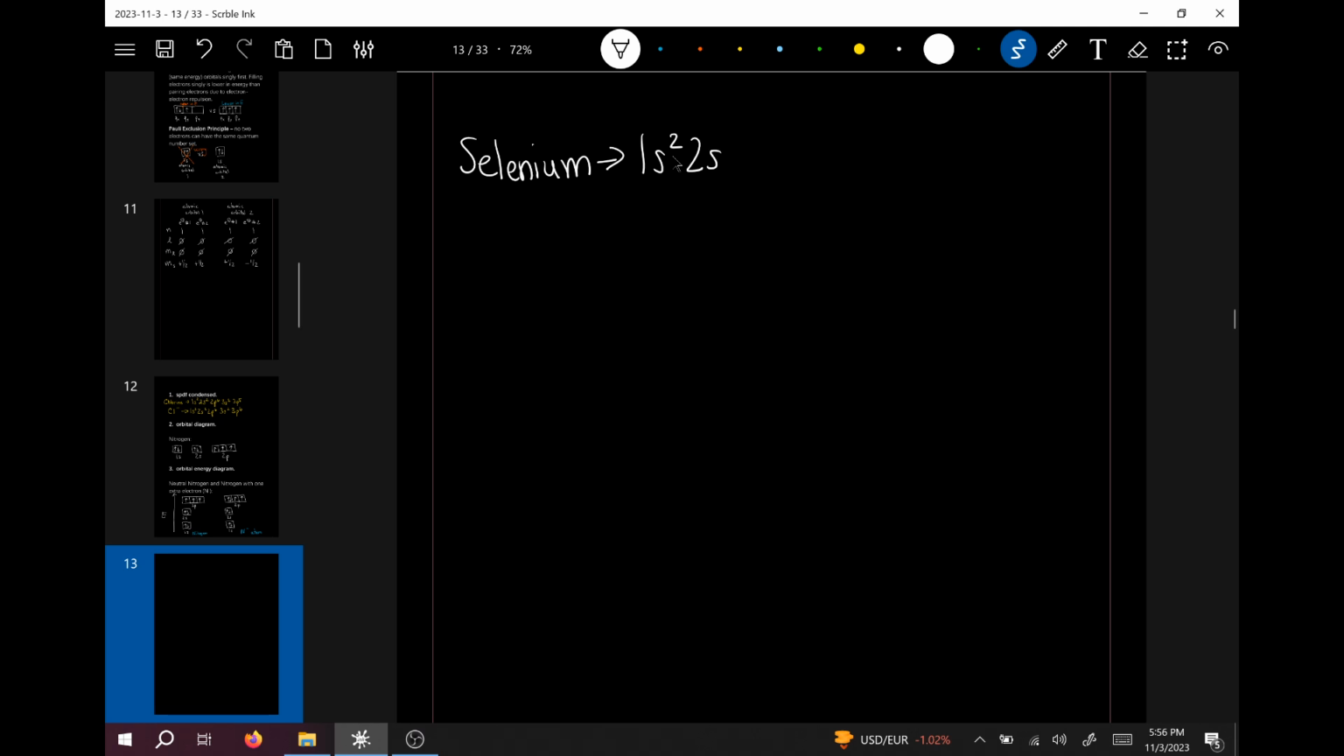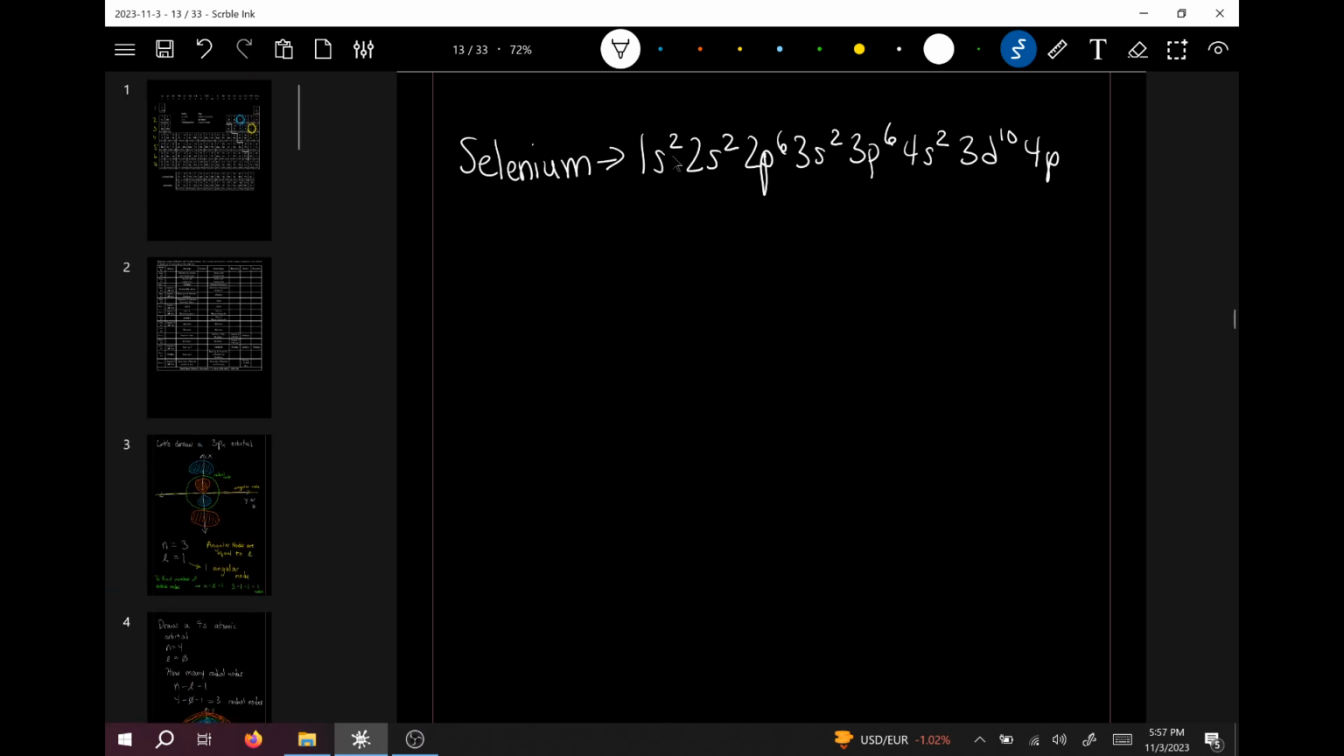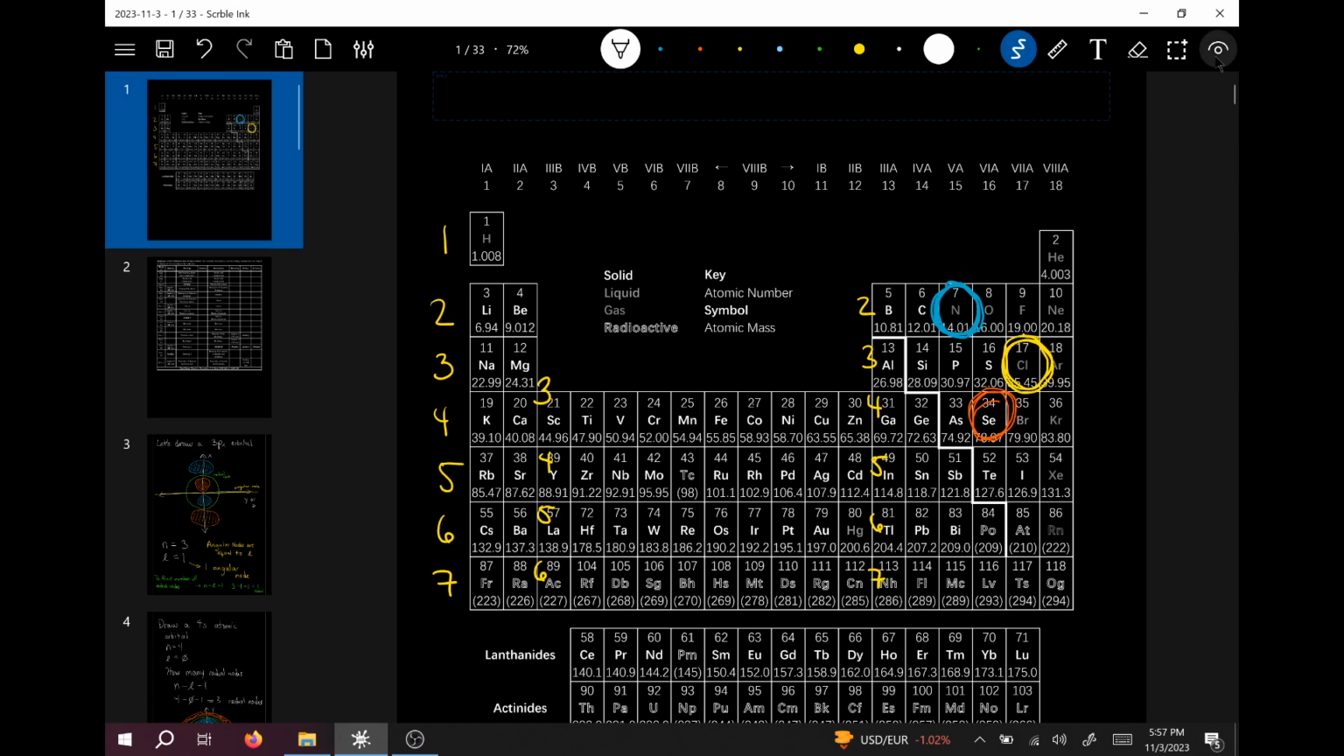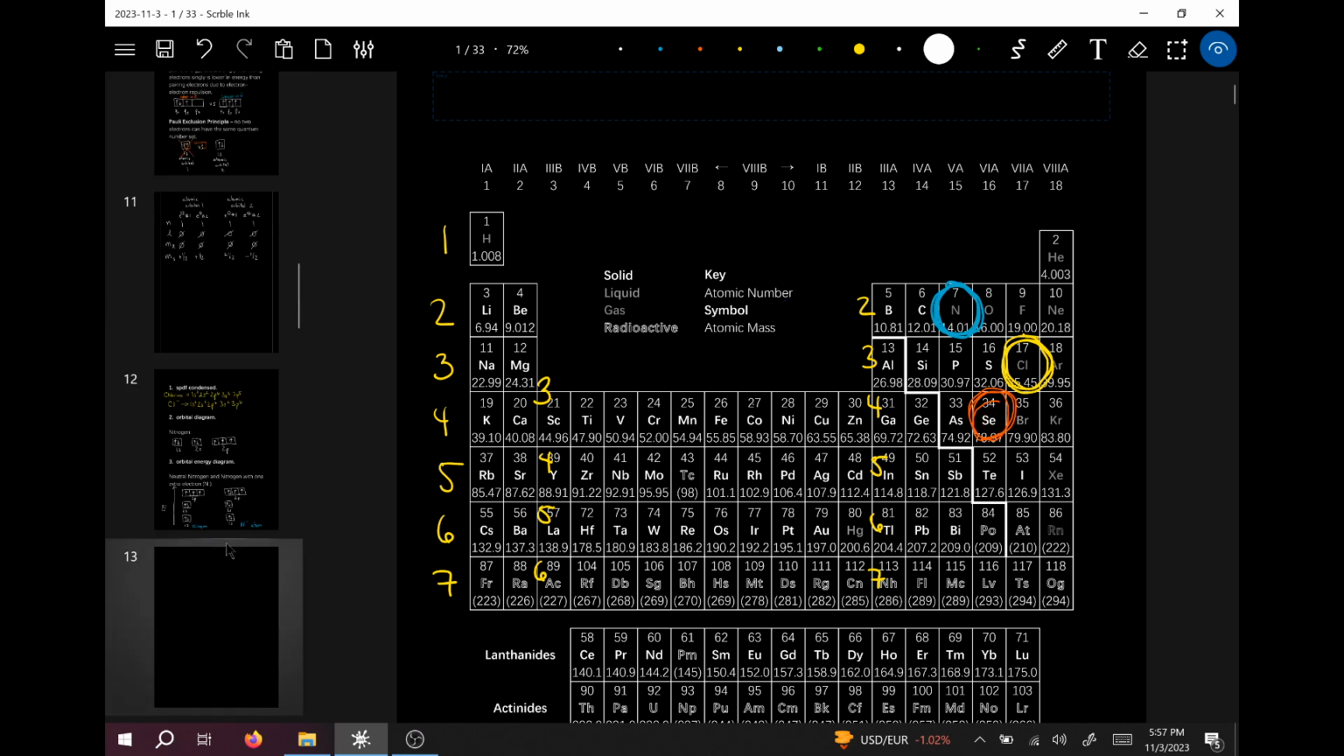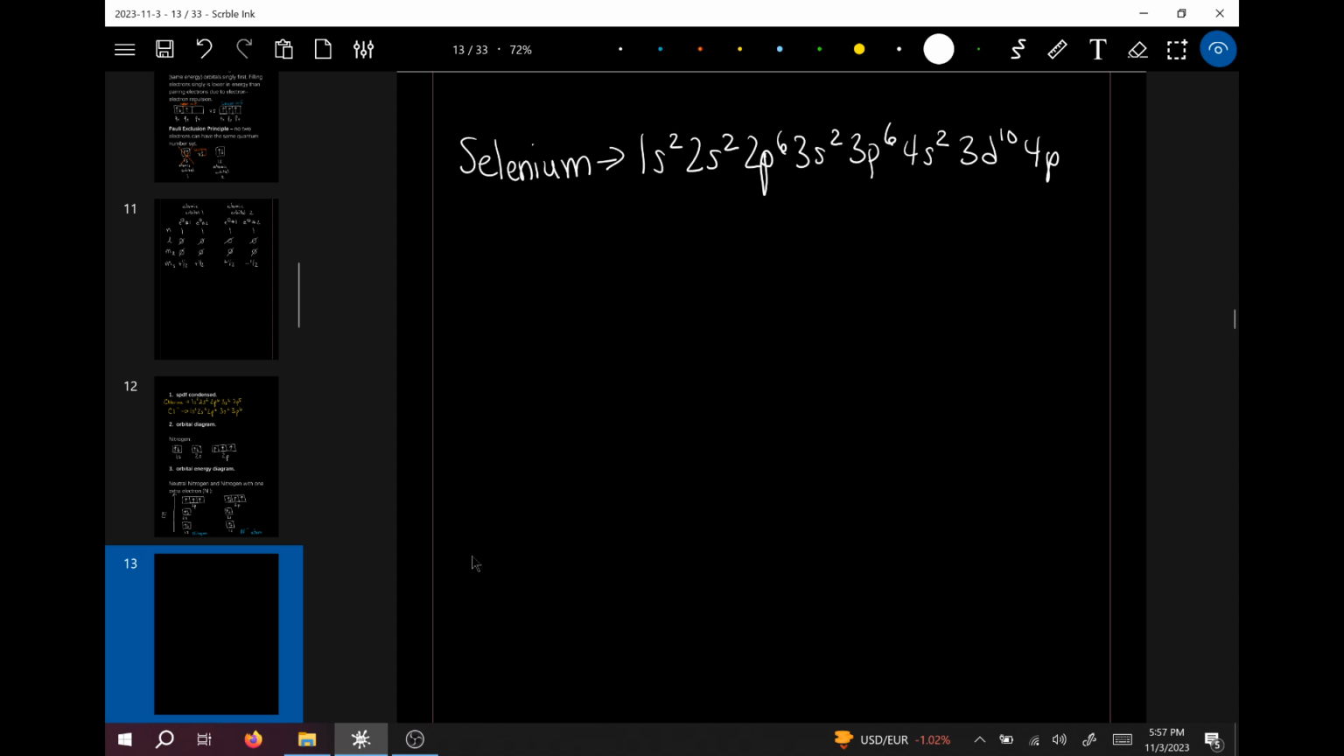1s2, 2s2, 2p6, 3s2, 3p6. I have to look at my periodic table here. We're on 4, 4s2, 3d10, 4p, and I'll count this with you. 4p, 1, 2, 3, 4. So it's 4p4. Good Lord, that took forever.